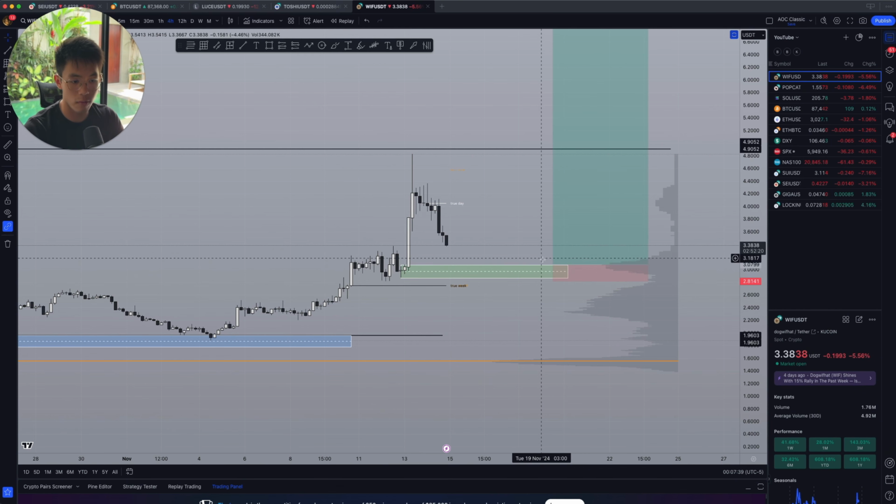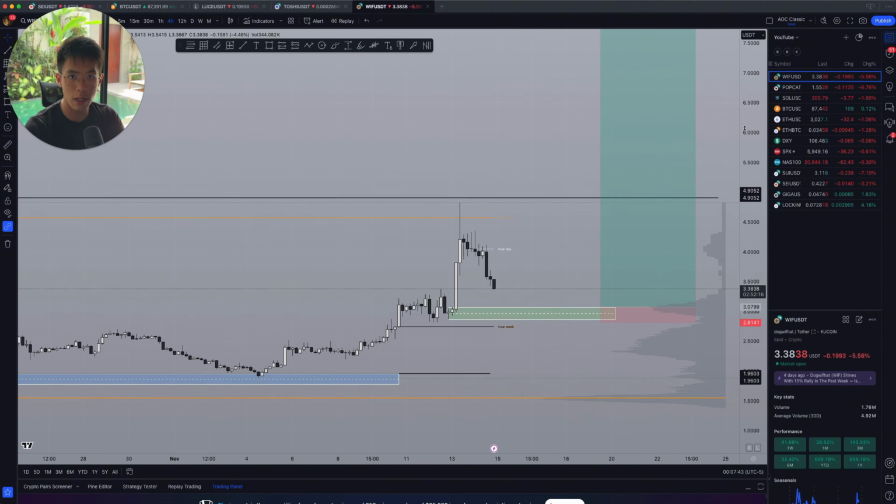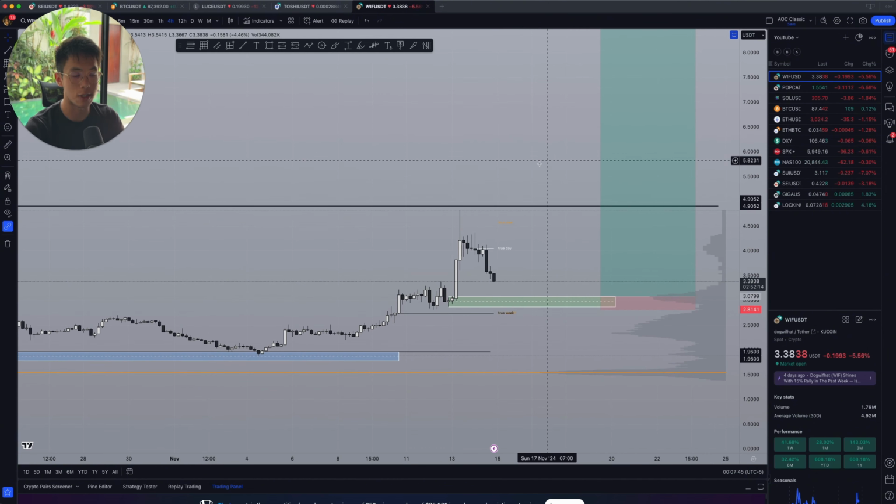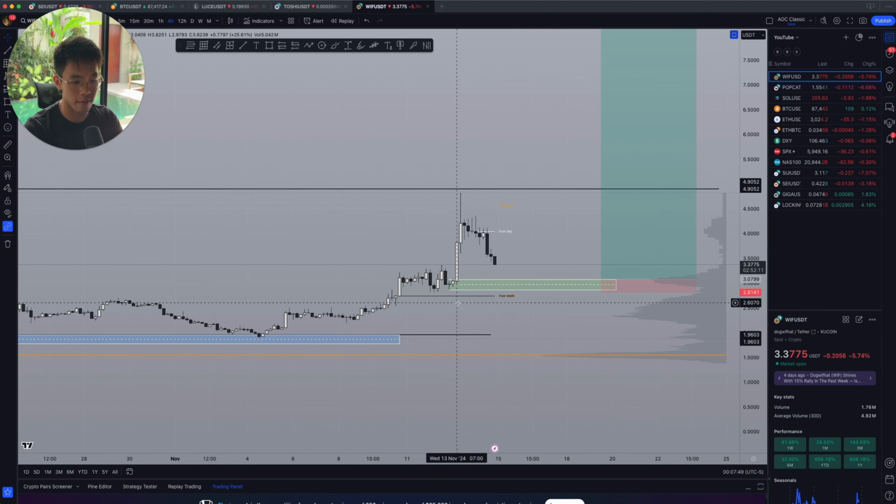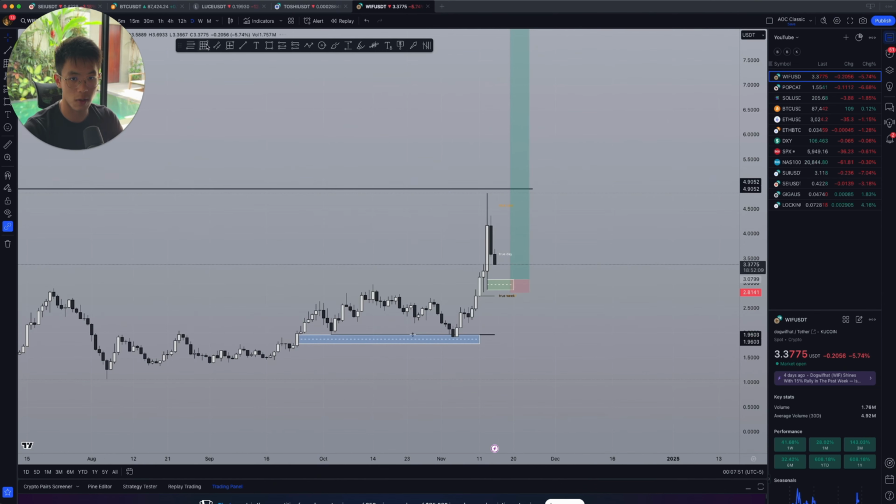and you have a really clear invalidation for this setup, a really tight stop loss. So even if you do lose, you're not really standing to lose much. And if you do win, you are standing to gain quite a lot. And of course, if this setup fails, we have the previous setup that exists on the daily chart.